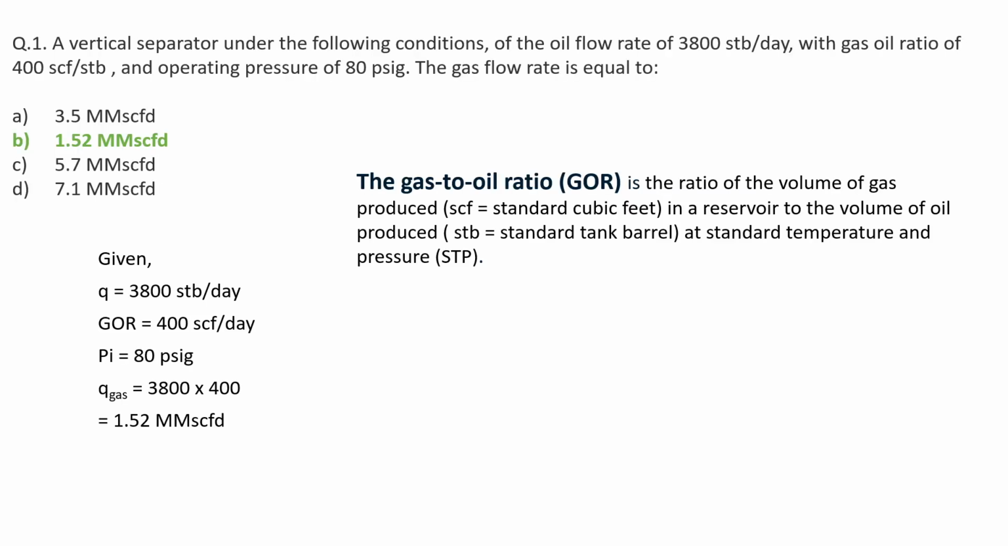So, as we know, gas oil ratio is the ratio of the volume of gas produced in standard cubic feet in a reservoir to the volume of oil produced in standard tank barrel at standard temperature and pressure. So, here the ratio gives us the volume of gas to the volume of oil. But here they are talking in terms of volume flow rate. So, it will be the same thing. The ratio of volume and ratio of volume flow rate will be the same as the time constant will be similar above and below and it will cancel out.